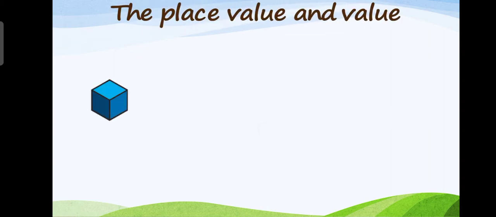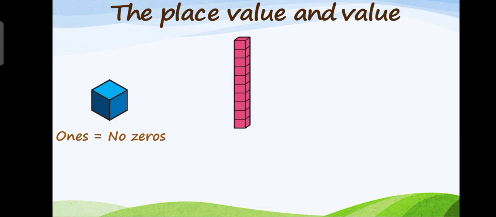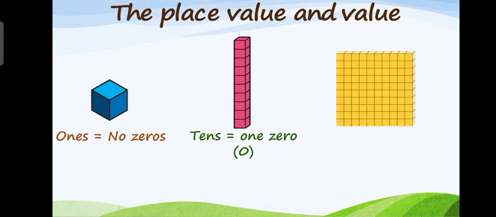Now, how many zeros does this block, which represents ones, have? Ones have no zero. And this block represents tens. Tens have 1 zero, like 10. 10 has 1 zero. And this block represents hundreds. How many zeros do hundreds have? 2 zeros. 100 has 2 zeros. Okay.